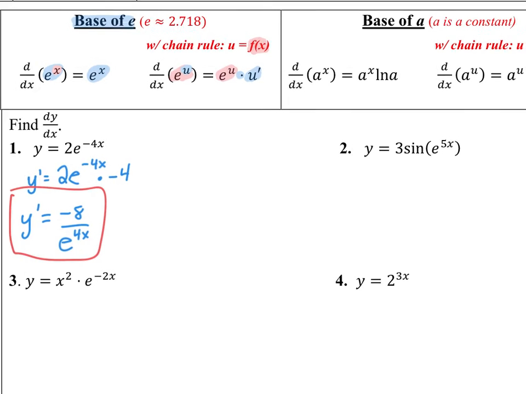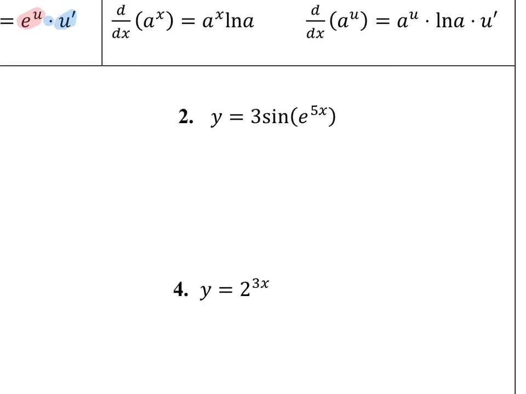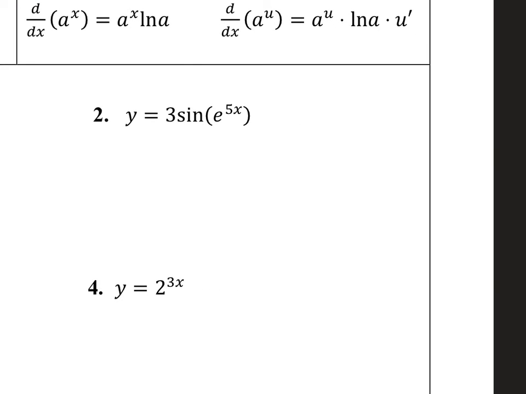In question 2, I see I have a function inside of another function. So that means I have to use the chain rule. So this e to the 5x is inside of this sine function. So I'm going to go ahead and use the chain rule, and I'm going to define u and y first. So u is my inner function, and y is doing 3 times the sine of that u. And now I do each derivative.